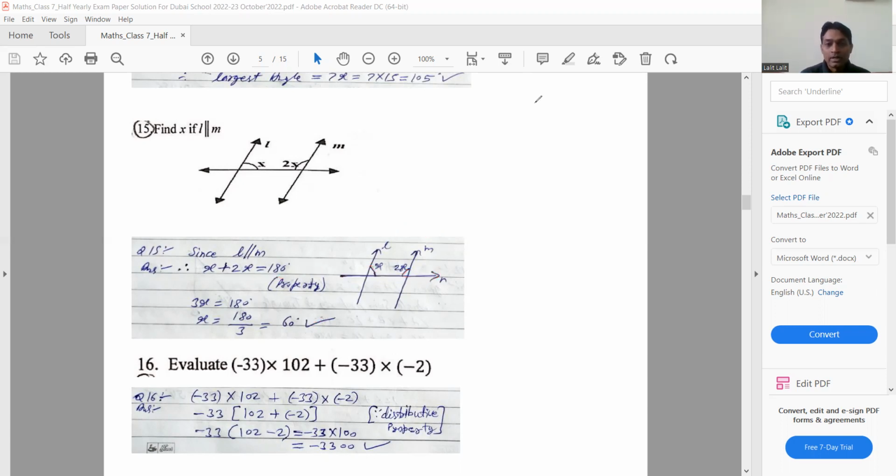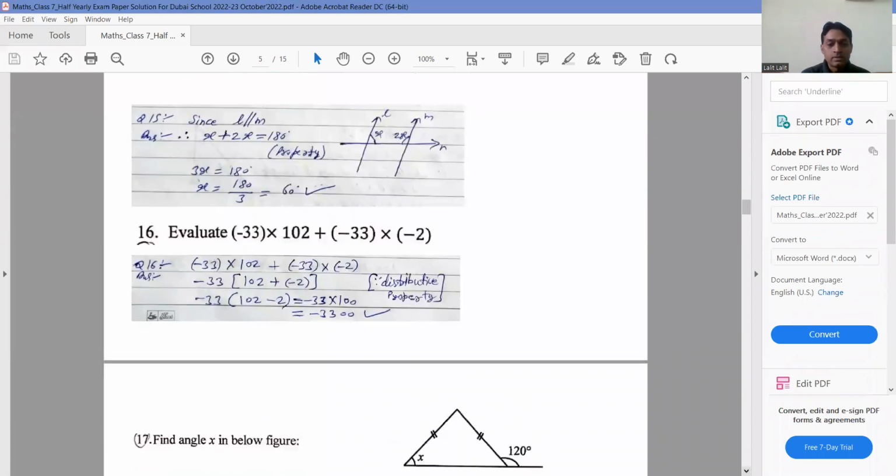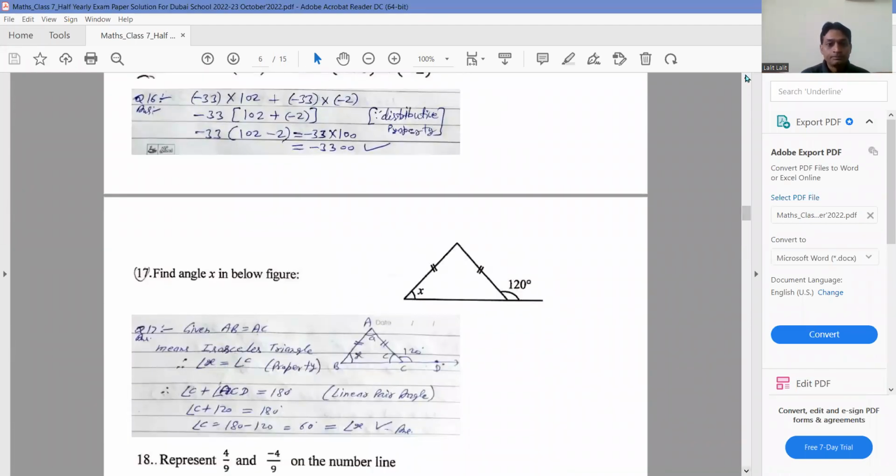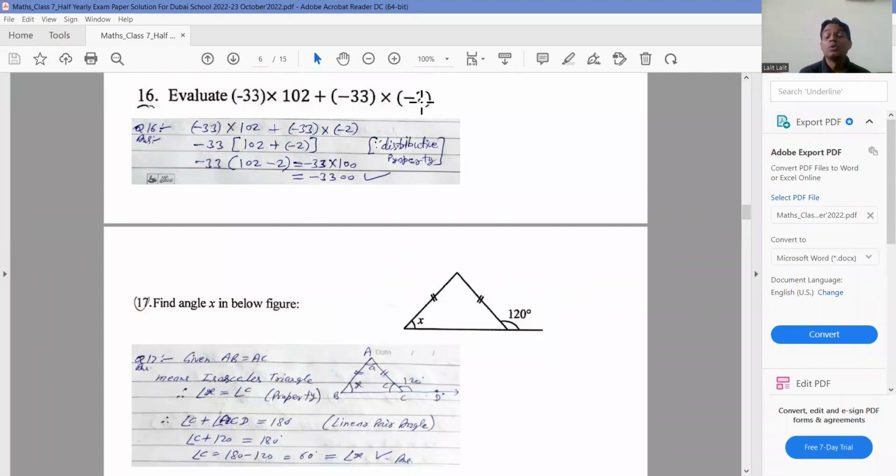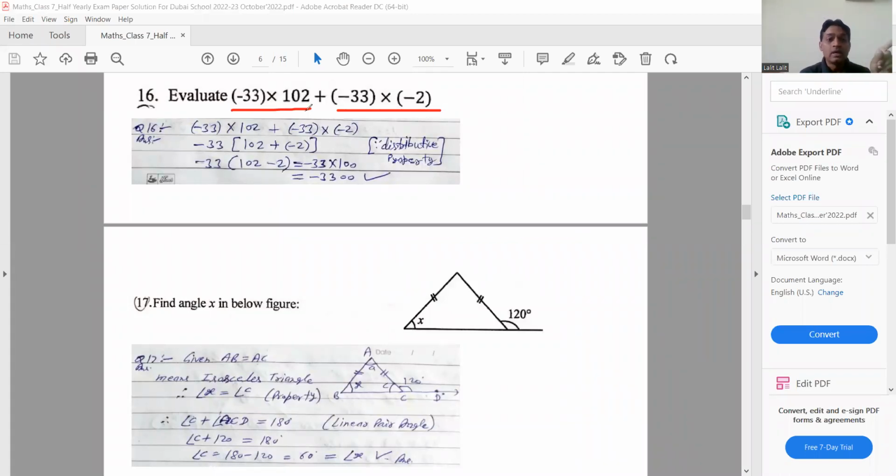Now, the next question. Okay, we need to evaluate minus 33 into 102 plus minus 33 into minus 2. Again, we need to use the property. There are four properties, very important for all classes: commutative property, closure property, associative property, and distributive property. So here, after seeing this question, we can see minus 33 is common in both terms. So we can take minus 33 outside. Then in the bracket we get 102 plus minus 2, and the property we have used here is the distributive property.